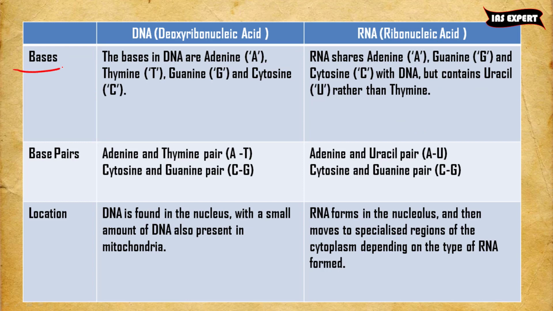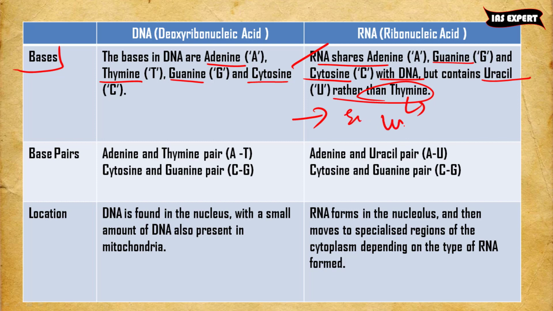Coming to the bases, the bases in DNA are adenine, thymine, guanine and cytosine. Coming to RNA, RNA shares adenine, guanine and cytosine with DNA but contains uracil rather than thymine. So, RNA has all the components except thymine, which is replaced by uracil.